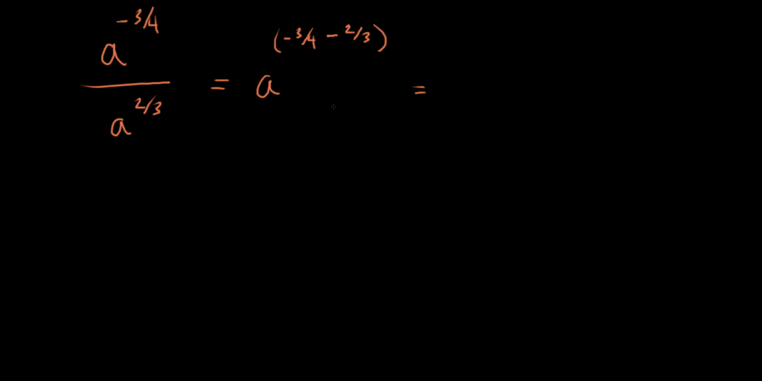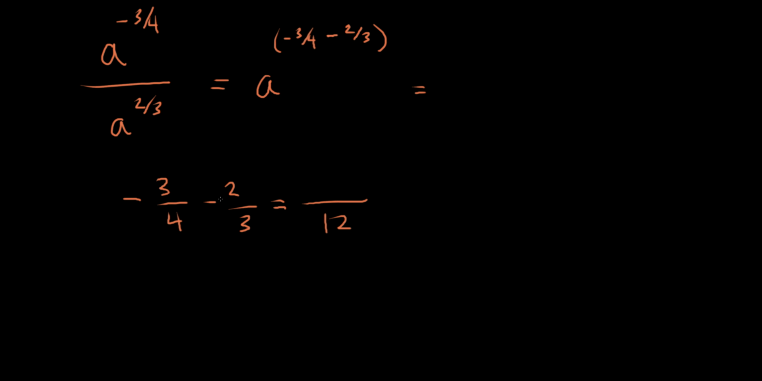So we can do this off to the side. This is negative 3 over 4 minus 2 over 3. We want to get a common denominator. I'm just going to use cross multiplication. In cross multiplication, you multiply denominators together. So 4 times 3 gives you 12.